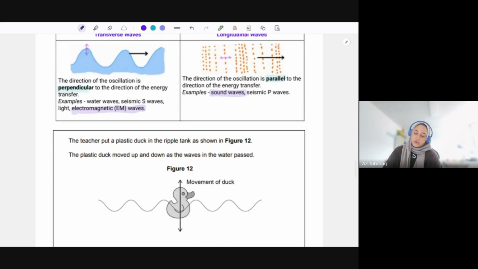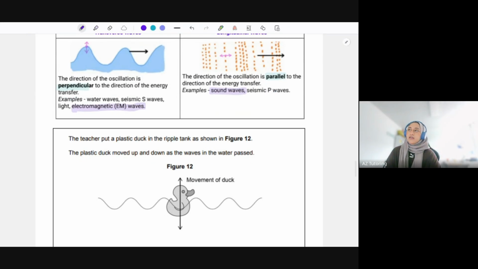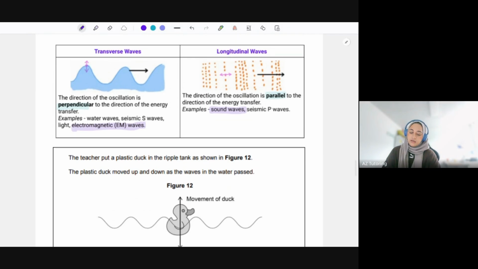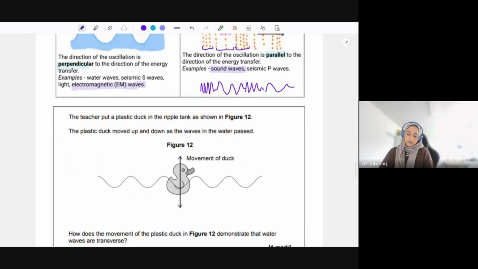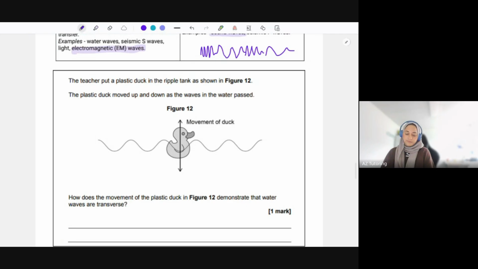Okay, make sure you know what rarefactions and compressions are in a longitudinal wave as well. So these are your compressions, where it's tight together, and your rarefactions are the ones where it's open. Sometimes you might see it like this actually, tight together and then loose again. So it's a bit like a spring when you're bouncing it and it's going back and forth. It looks like that. Okay, so let's look at this question.